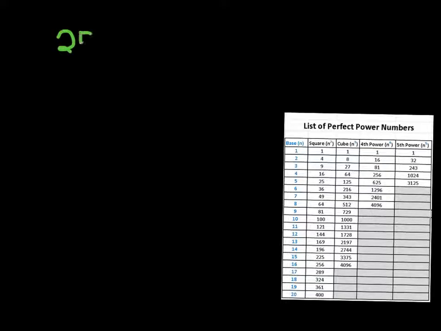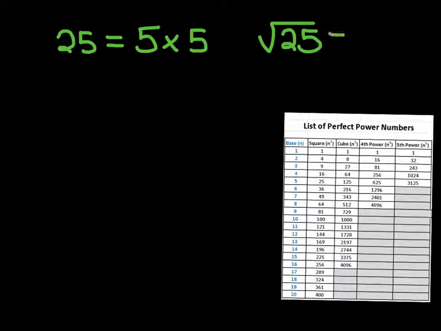A great example of this is 25. 25 can be made by multiplying 5 times 5. So if I take the square root of 25, the result of that operation is 5.